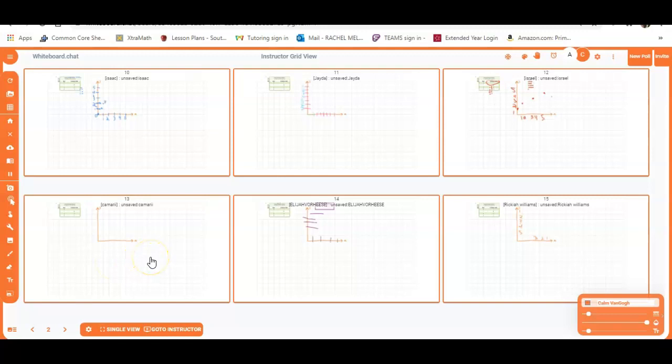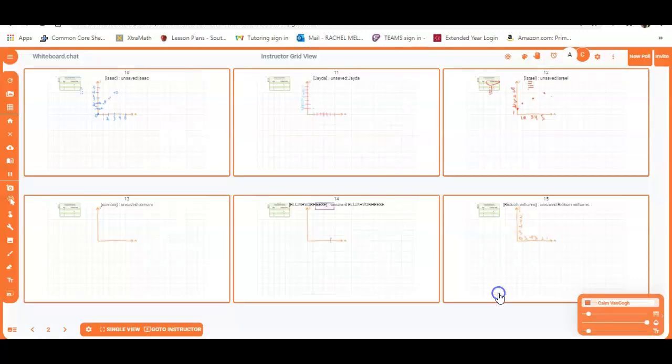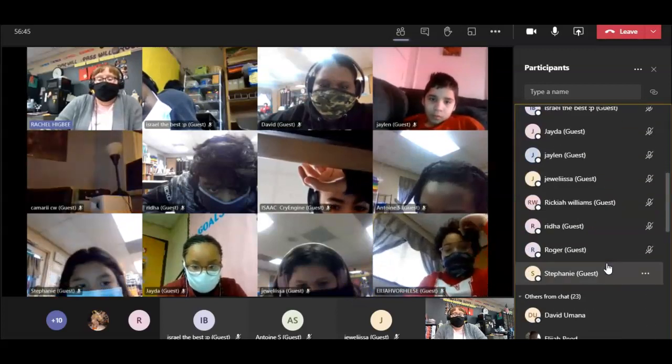Kamari, I still don't see anything. You have done nothing at all. Elijah, I do not know what you are doing. What in the world? Okay, Kaya, that's a good start, but your numbers should go on the outside of the axes because you need to graph on the inside. Roger, you're still not following directions. You're not even in the whiteboard.